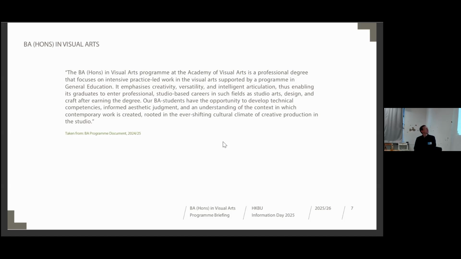This is from our program document from the most recent version, but we introduced this text in 2017, 2018 when we fully revised our program and made it, in our minds, a little better. So the BA Visual Arts program at the Academy of Visual Arts is a professional degree that focuses on intensive practice-led work in the visual arts, supported by a program in general education. It emphasizes creativity, versatility, and intelligent articulation, thus enabling its graduates to enter professional, studio-based careers in such fields as studio arts, design, and craft after earning the degree.